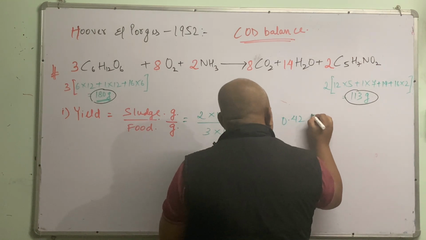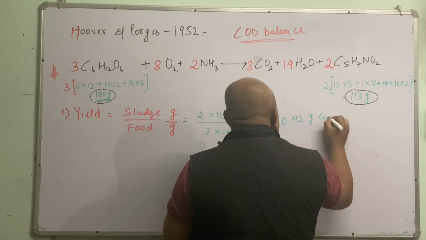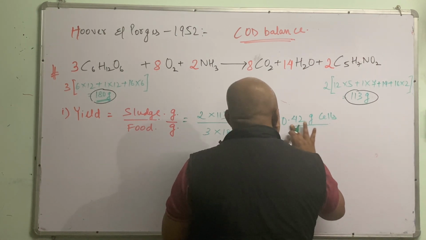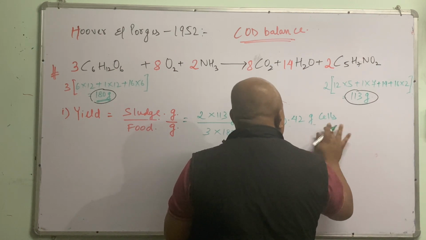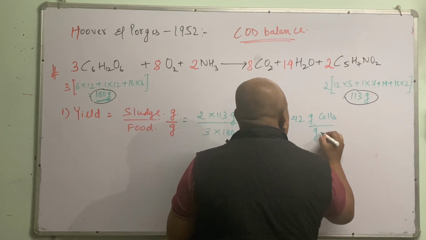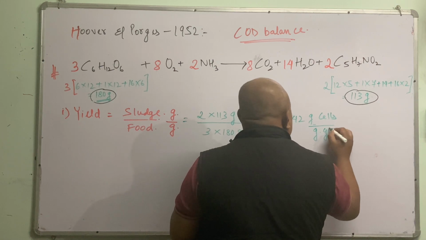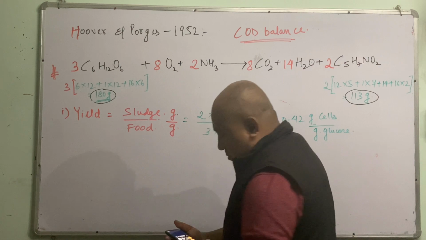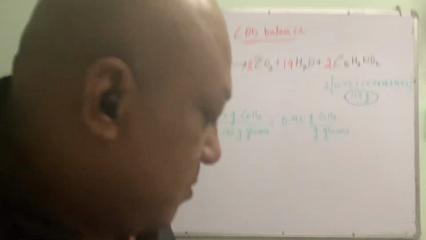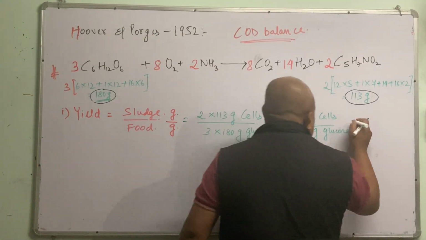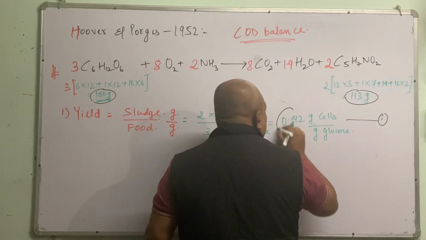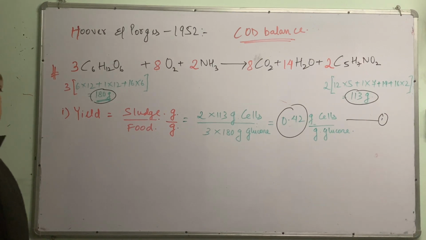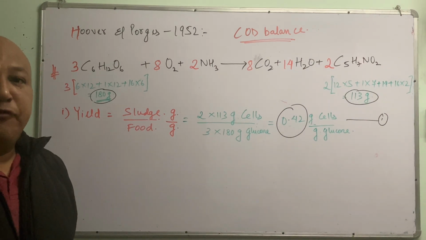0.42 grams of cells is produced per gram of glucose. This is number 1. Now, you may say, sir, we don't always use glucose, we use different foods.